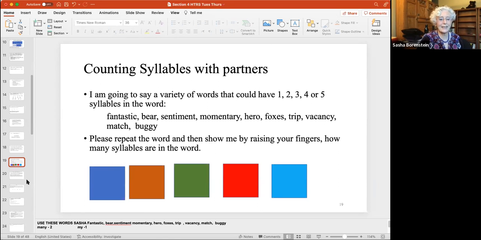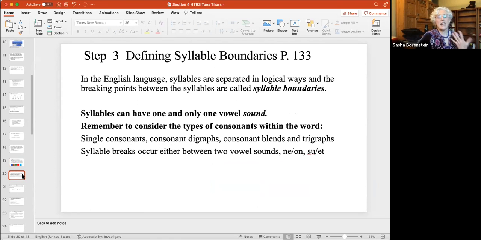Okay, good. Now, what we have to do in the third step is define syllable boundaries. What I mean by syllable boundaries is that in the English language, syllables are separated in highly repetitive and logical ways, and the breaking points between those syllables are called syllable boundaries or syllable breaks, whatever you want to call it. So here's what learning about syllable breaks is based on.